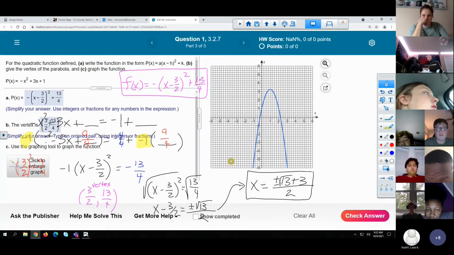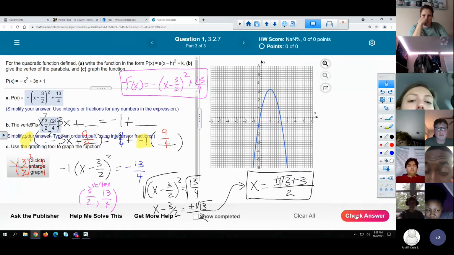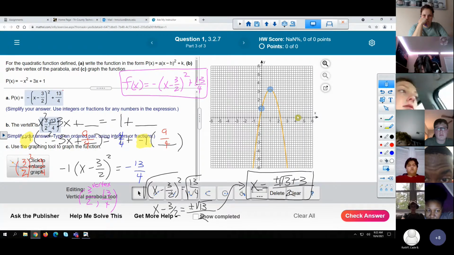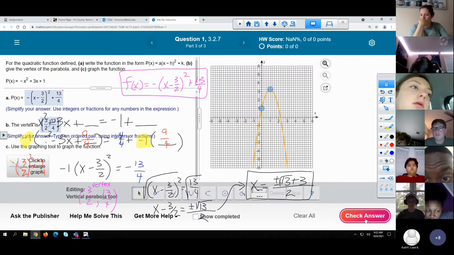That's the answer. I don't care what they say. You can, if you click on a point, you can just hit edit. Yeah, but there's nothing wrong with it. Oh. That's the right answer. I don't know what they want.